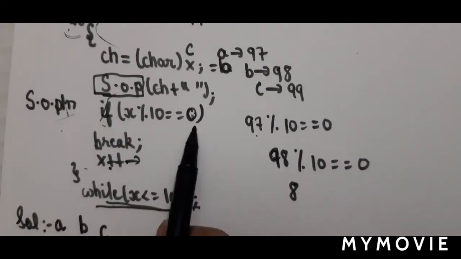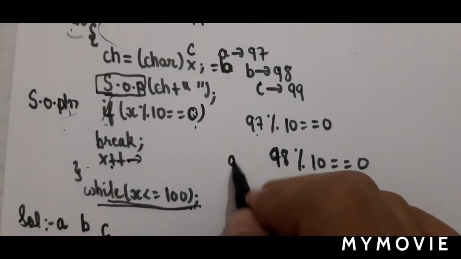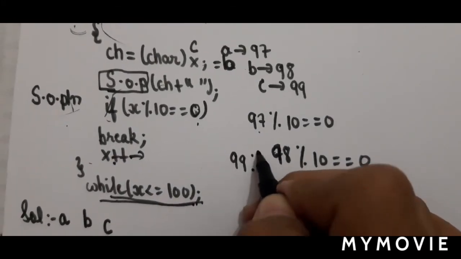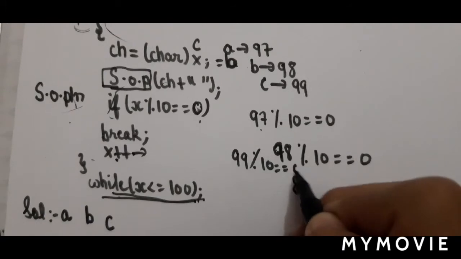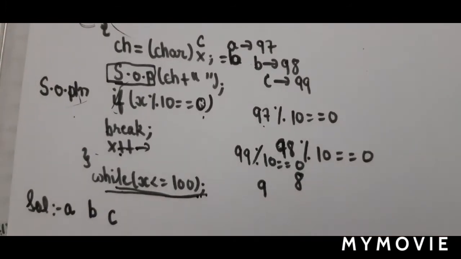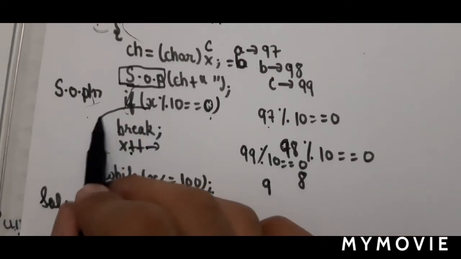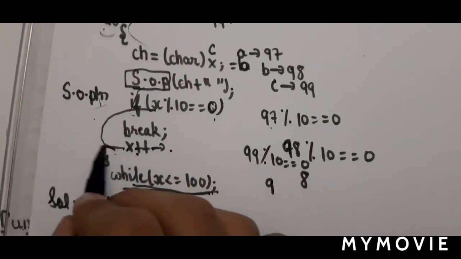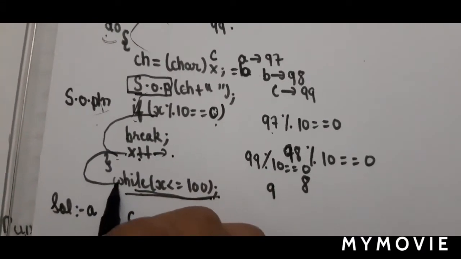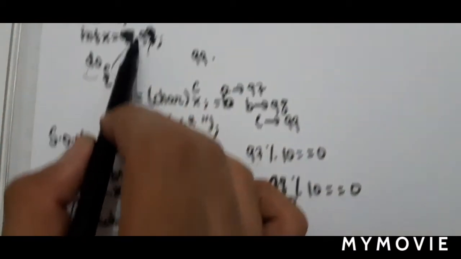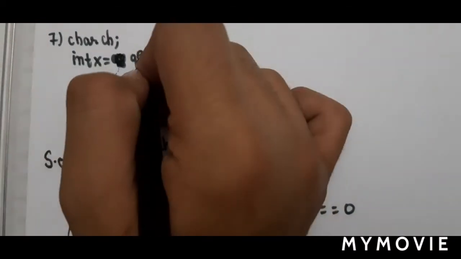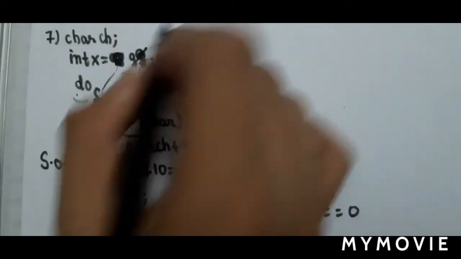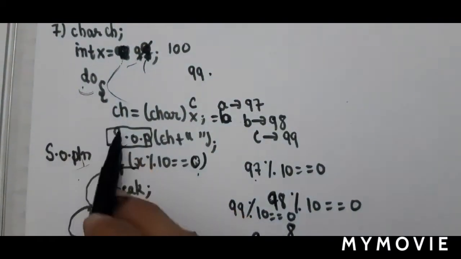Now the condition checks 99 modulus 10 is equal to 0. The remainder will be 9, so it doesn't break the condition. It comes here and increments the x value, and again the condition is true. Then it reaches here, and the x value becomes 100. So it enters the do while loop.